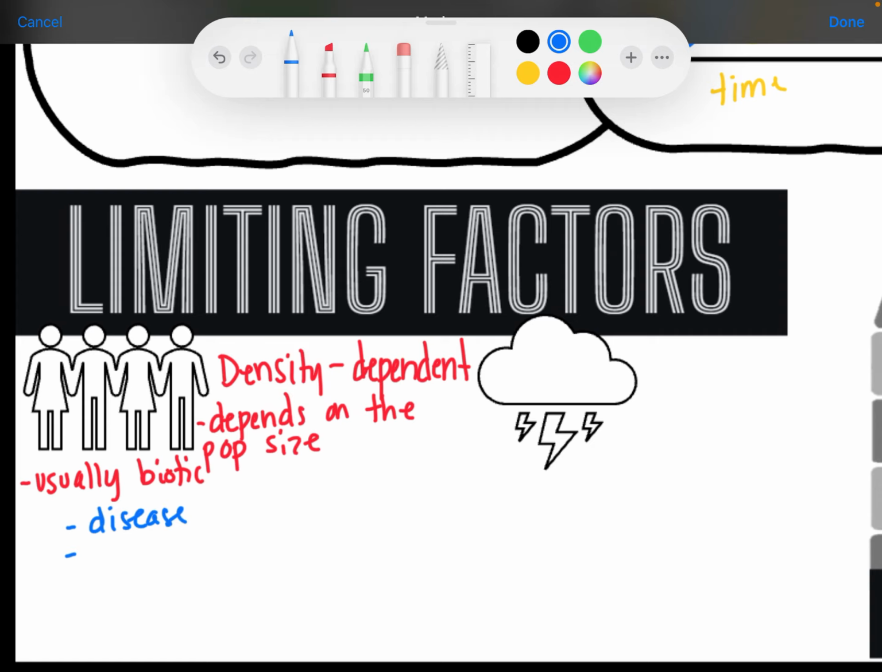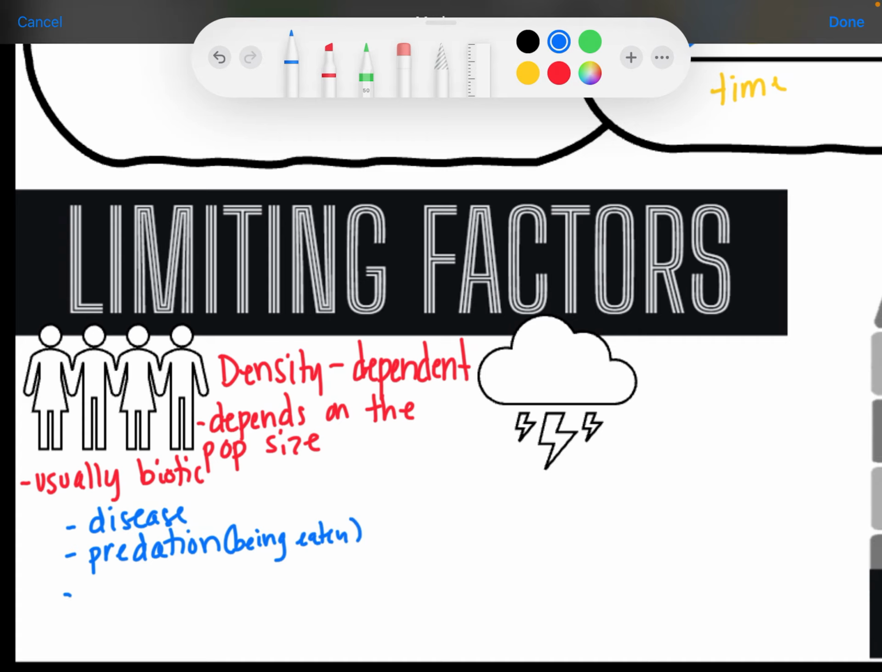This could also be related to predation. That's what we call predators. So predation depends on population size. You're going to be able to eat more when there's more prey in a smaller area. If your prey is really spread out, then you're not going to have a very high chance of success.